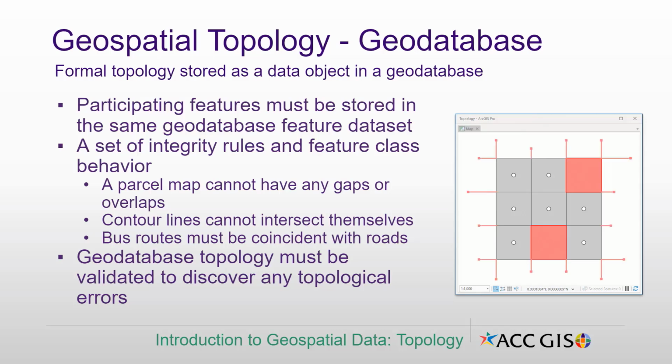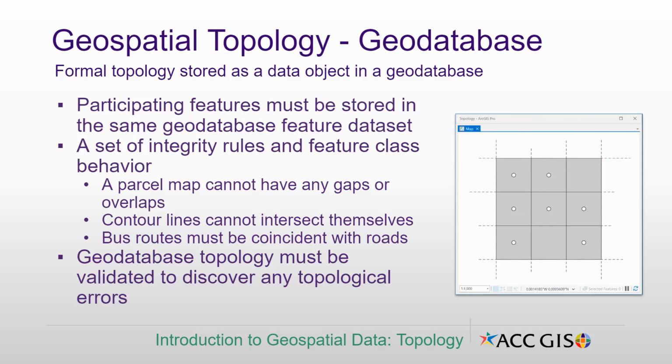Geodatabase topology is a formal topology stored as a data object in a geodatabase. Like network topology, participating feature classes must be stored in the same geodatabase feature dataset, again, so that the geodatabase can enforce a common coordinate system on all the participating feature classes. Geodatabase topology consists of a set of integrity rules and feature class behavior.